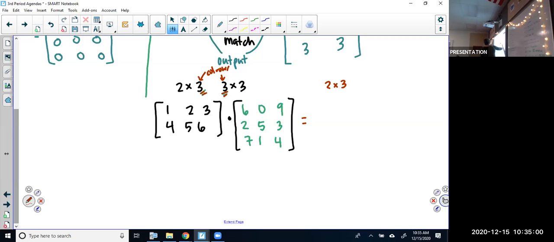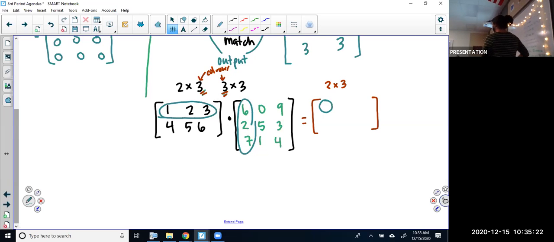Okay, so the answer is going to be a 2 by 3 because we get the outside dimensions. I'm going to give myself space to do that. The first entry is going to be found by doing the dot product with the first row and the first column. 6, 2, 7. If you have a highlighter, that's smart. So this is going to be 1 times 6, which is 6, plus 2 times 2, which is 4, so we're at 10, plus 3 times 7 is 21, so we get 31.